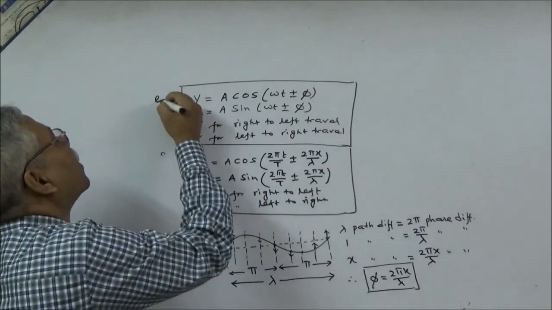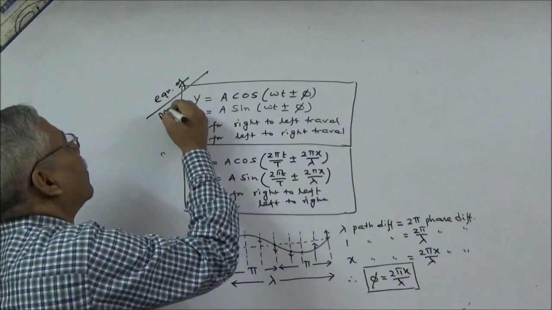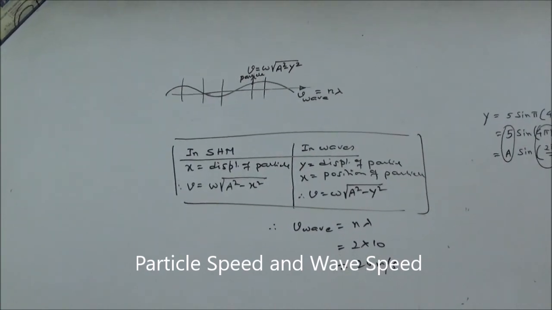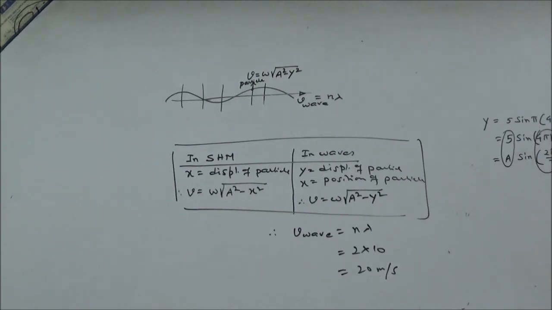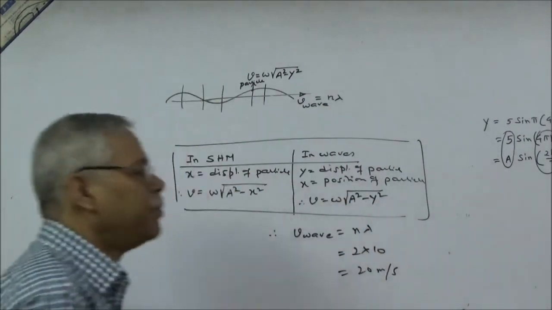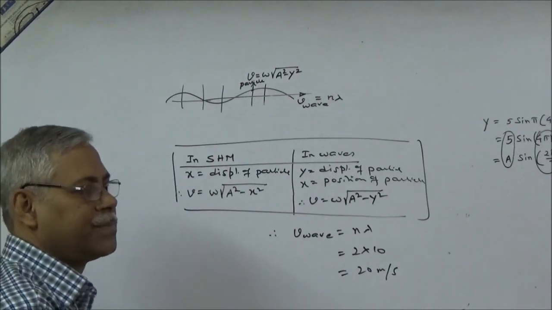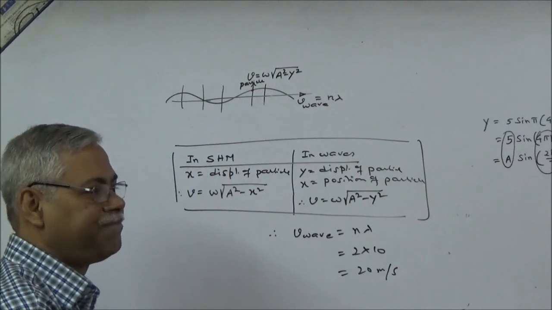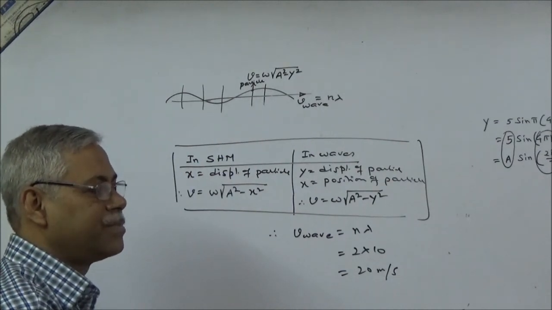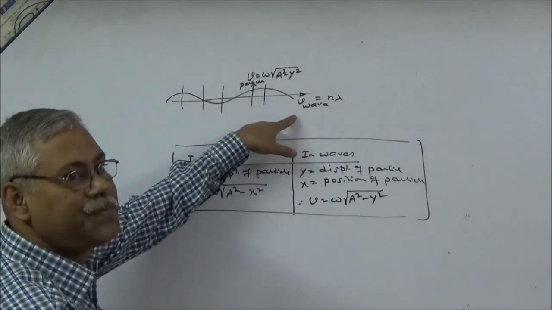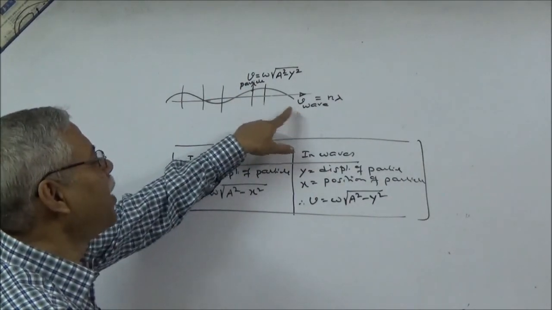Equation of progressive wave. Find a relation between the speed of the wave and the speed of a particle of the medium that has taken part in the propagation of the wave. So how will you relate these two? Velocity of wave and velocity of particle.